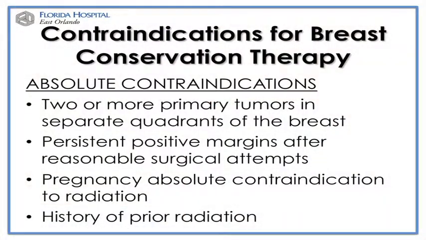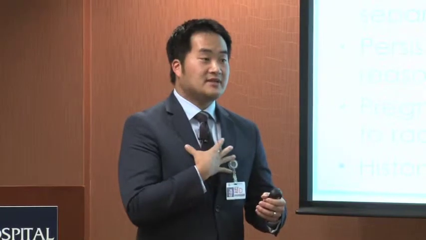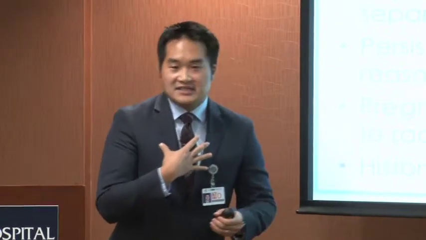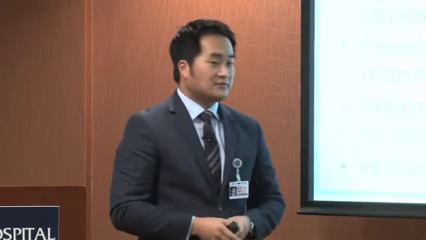Also, history of prior radiation. It may sound kind of odd. Why would someone have radiation before? Well, if someone had radiation to the chest, had some sort of disease where they would need radiation to the chest. We think about lymphoma, or sometimes other kinds of malignancies where they've needed radiation to the chest before. The body doesn't do well with multiple doses of very high doses of radiation. You have really bad results. So unfortunately, those patients, we would probably recommend mastectomy to avoid the toxic dose of radiation.